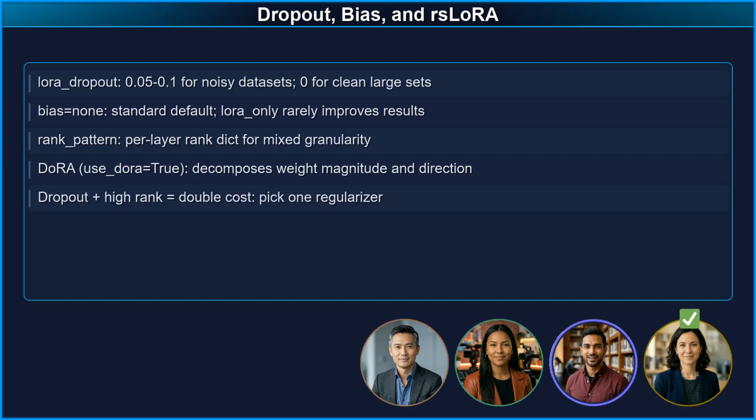The interaction to watch out for: Nova flagged this in the pre-read. Combining high rank with non-zero dropout gives you two regularizers that work in opposite directions relative to capacity. High rank increases model capacity. Dropout reduces effective capacity during training. Pick one instrument and use it intentionally rather than stacking both.